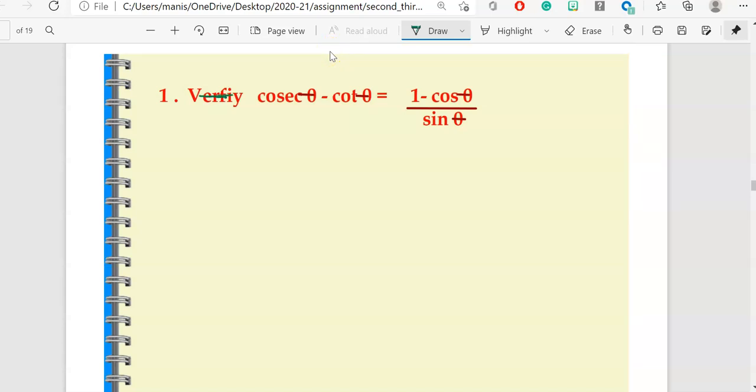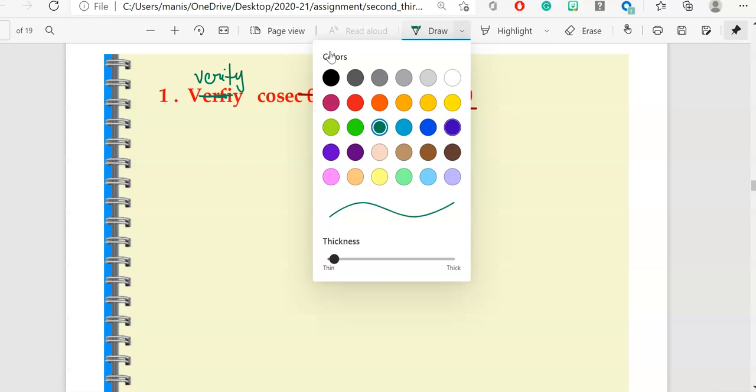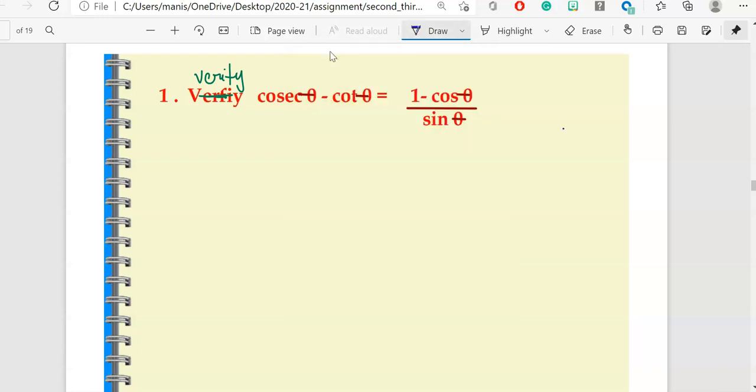Verify. So this is yours. Verify cosecant theta minus cotangent theta is equal to 1 minus cos theta over sine theta. Now again I will start with the left hand side. I will not start with the right side. I will always start with the left hand side. I will teach you how to do those types of rationalizing the denominator later.